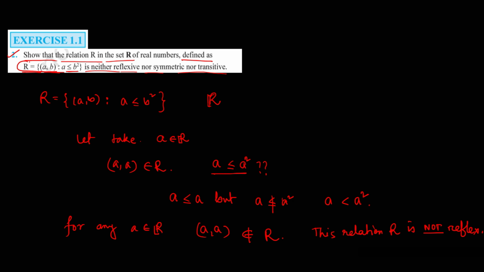So we have seen that R equal to (A, B) such that A is less than or equal to B square is neither reflexive nor symmetric nor transitive. Please go through it once again, you will understand. Then next, problem number 3.